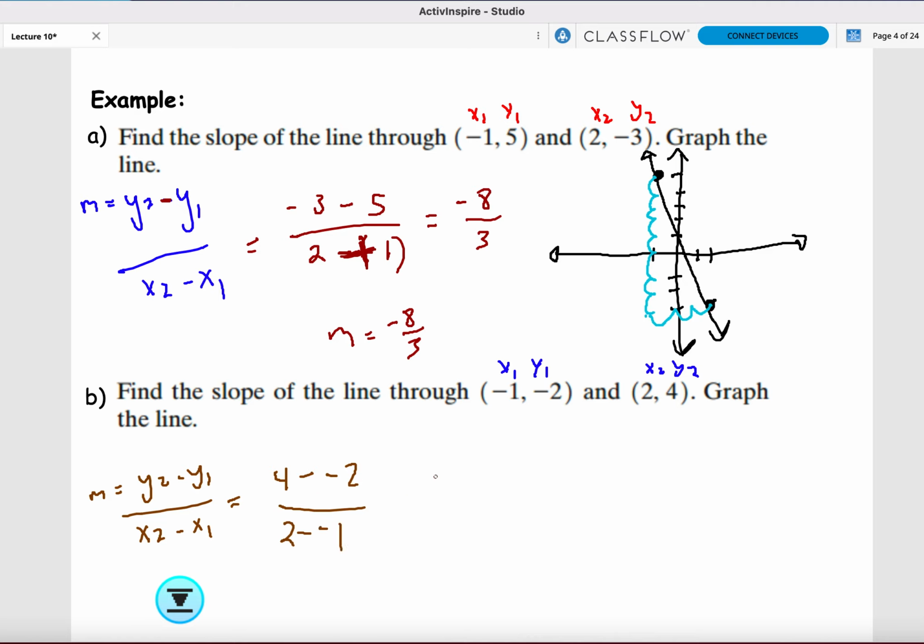Remember what I said? Two negatives make a positive, so that's going to be 4 plus 2 over 2 plus 1. So it'll be 6 over 3, which is just 2. So that's our slope, right? 2 over 1. 2 is just 2 over 1. So then we just graph our line, like I said, by plotting the 2 points.